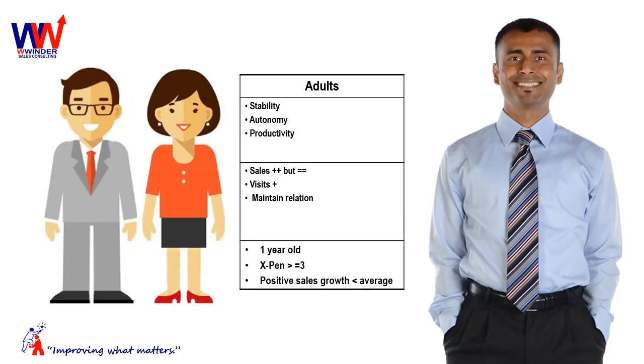Then there are the adults in the family. They've finished growing, become stable, autonomous and productive. In a business, adult customers generate the bulk of a company's sales. With them, the salesperson's role is to maintain the relationship and win their loyalty.